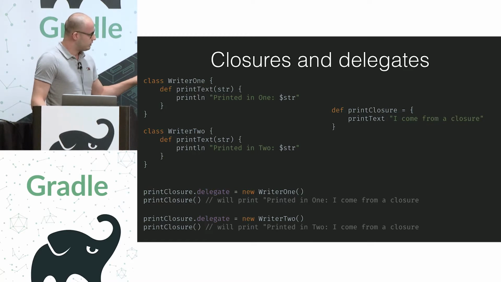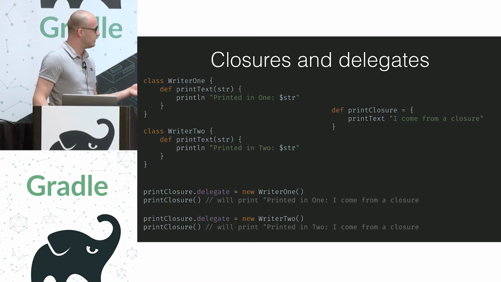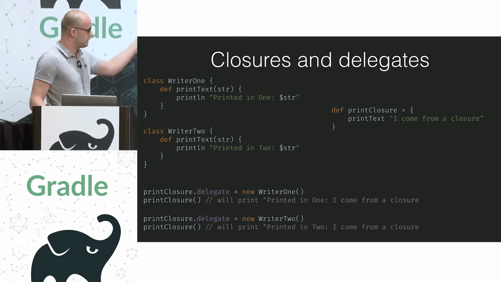So in Gradle, if we set a delegate, then we say that this closure is executed against some object. So this print closure is first executed against writer1 and then against writer2.